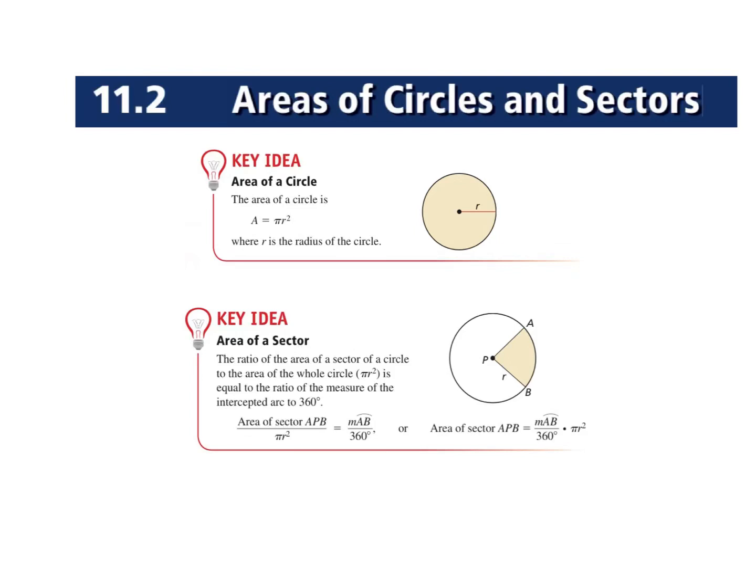Okay, 11.2, areas of circles and sectors. So the area of a circle is pi r squared, and the area of the sector is to the whole area of the circle as the measure of the angle is to the whole angle of the circle, which is 360 degrees.